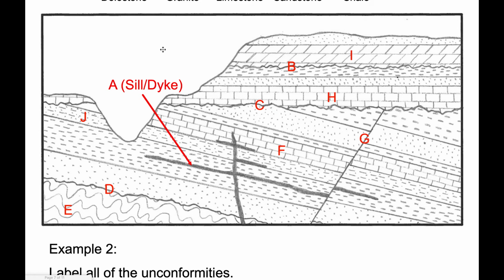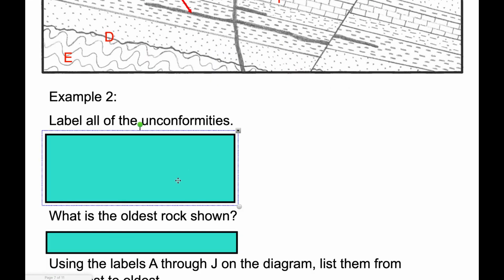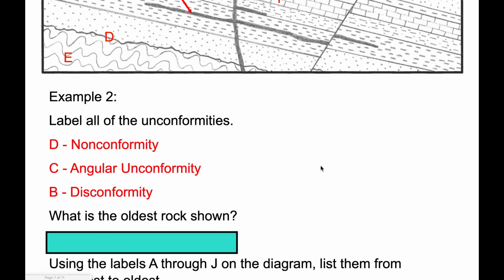You may recall that a nonconformity is when you have igneous or metamorphic rock eroded down with sedimentary layers deposited above. That happens to be what D is. An angular unconformity is when you have sedimentary layers at an angle, eroded down, more horizontal layers of sedimentary rock deposited on top. So C is an angular unconformity, which leaves B. B is called a disconformity. Horizontal layers of sedimentary rock eroded down, and then more horizontal layers deposited on top. So those are our different unconformities in this picture.